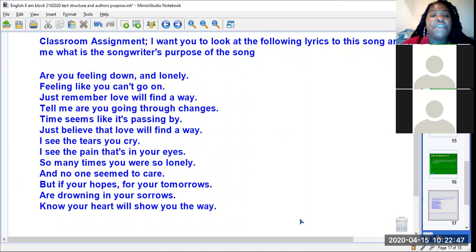But yes, it makes you feel like you want to give a hug or you need a hug. What else? Love. Okay, beautiful. Love. Okay, and give me one more.